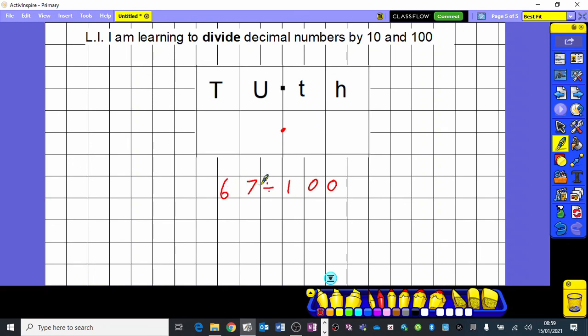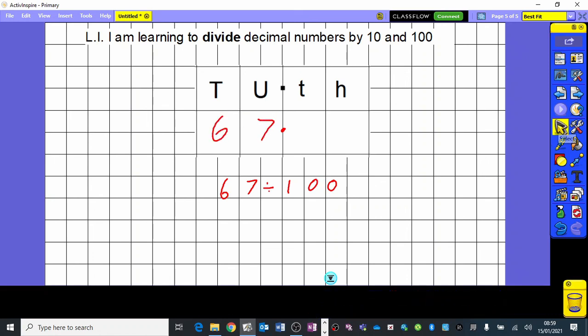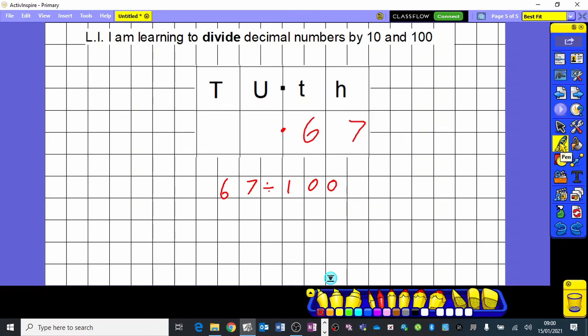This time we have 67 divided by 100. We'll put our 67 in, and because we're dividing it, it's going to become smaller, and it's going to become smaller by 2 places because we're dividing by 100. So we'll take it here, 1 place, 2 places. So it's become 0.67.